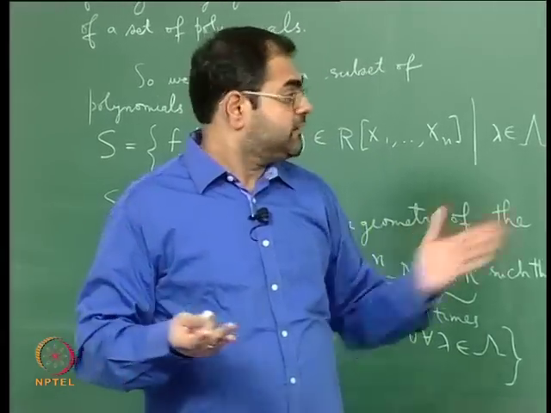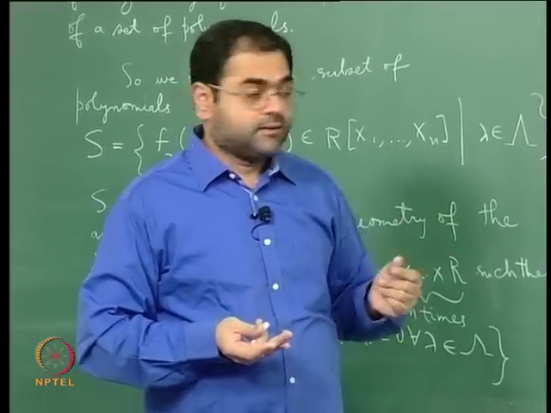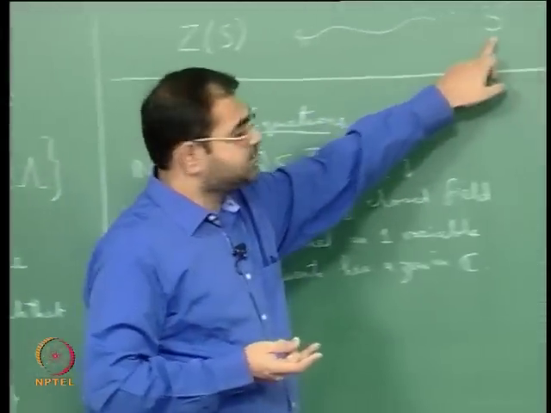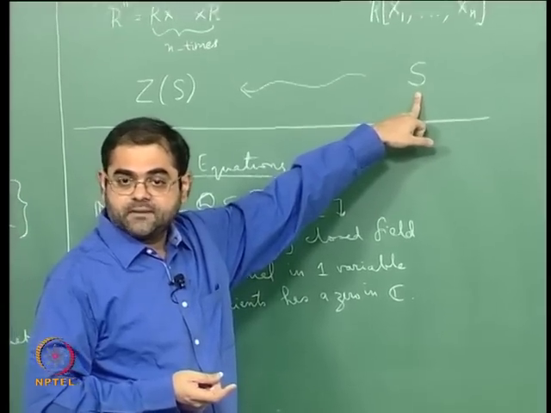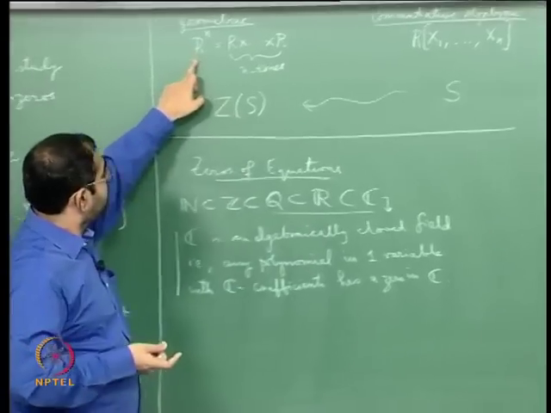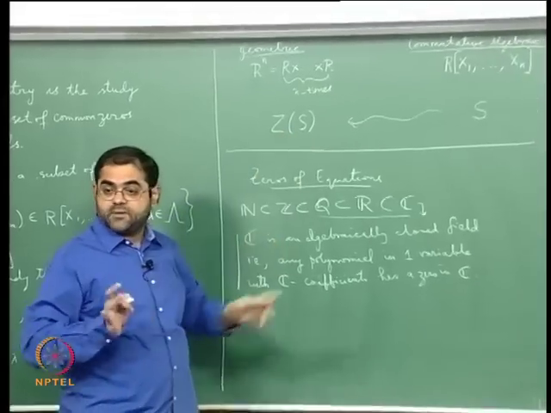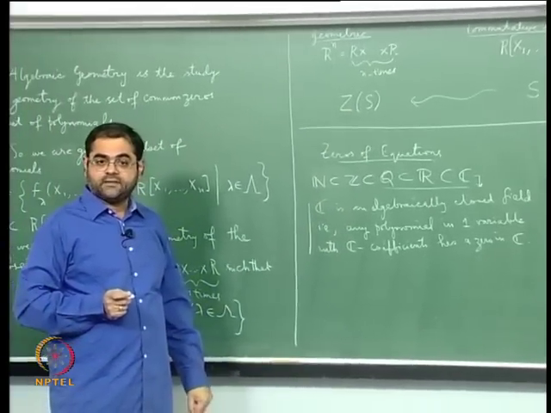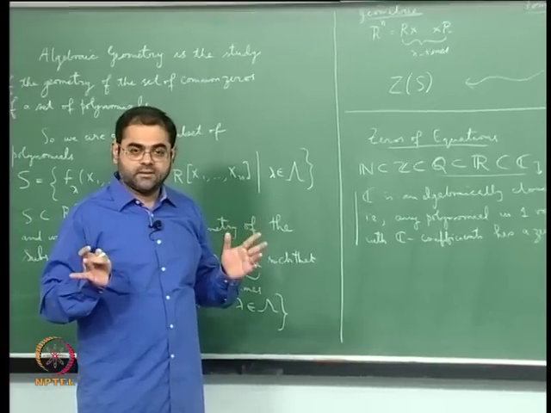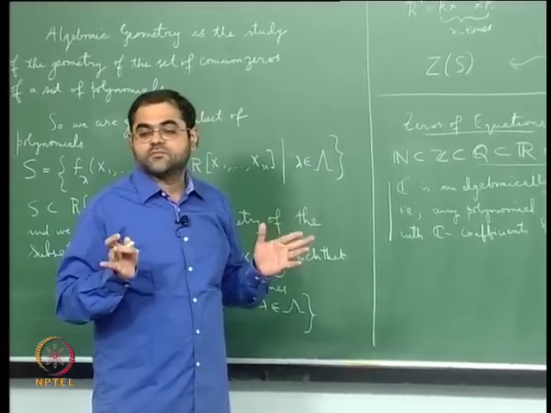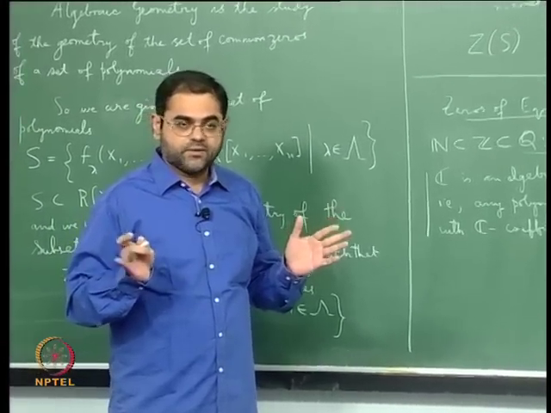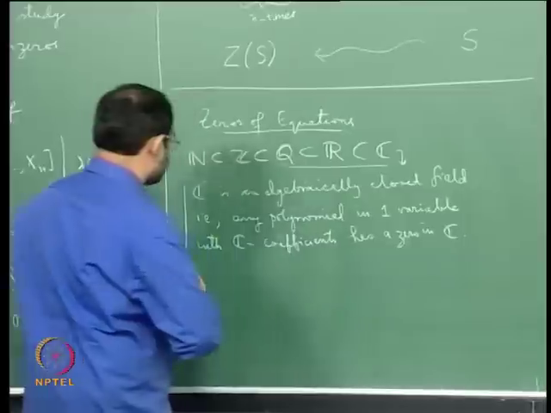The amazing answer is that this itself will ensure that so long as this set S is good in a decent way, if R is an algebraically closed field, then Z of S can never be empty. This is a very deep fact, and this is one form of the Hilbert Nullstellensatz. So let me write that down.